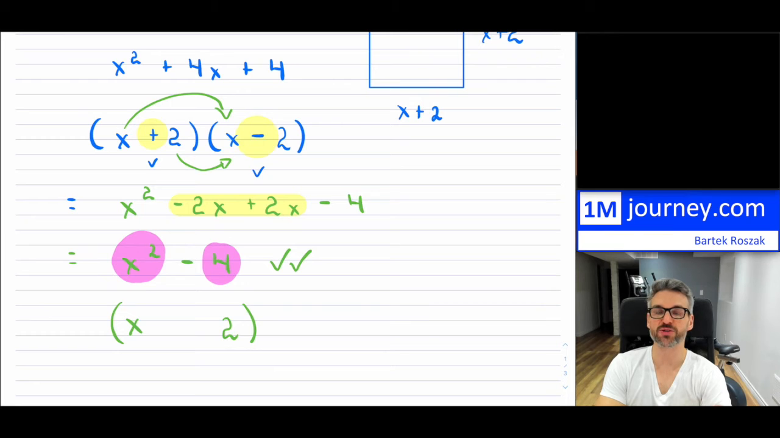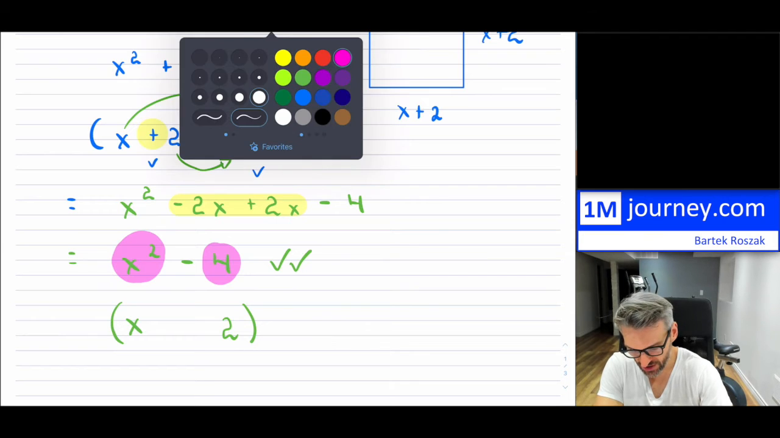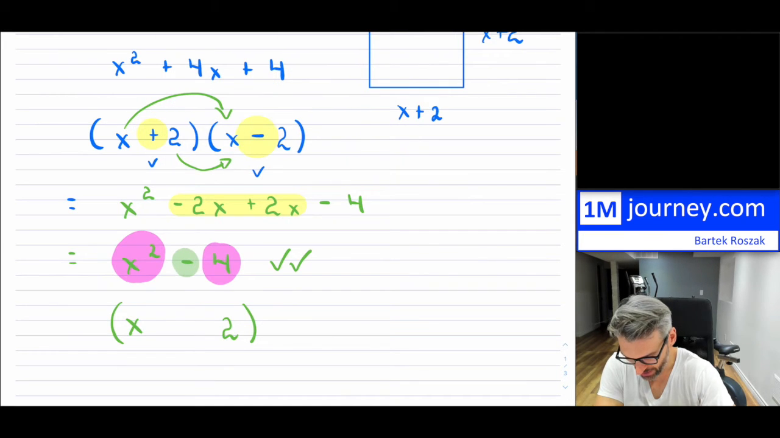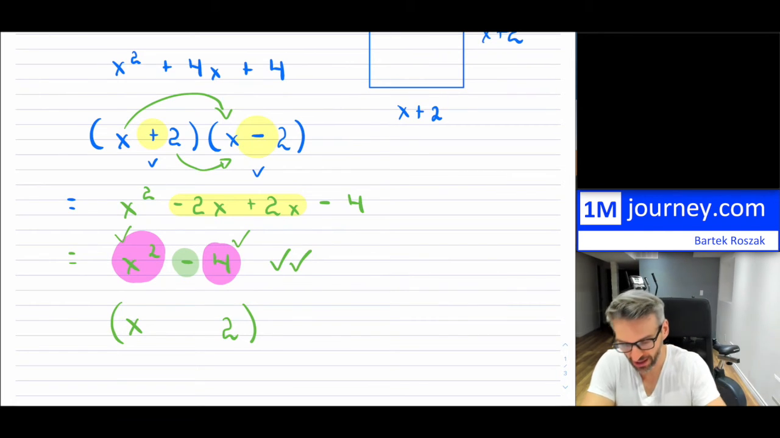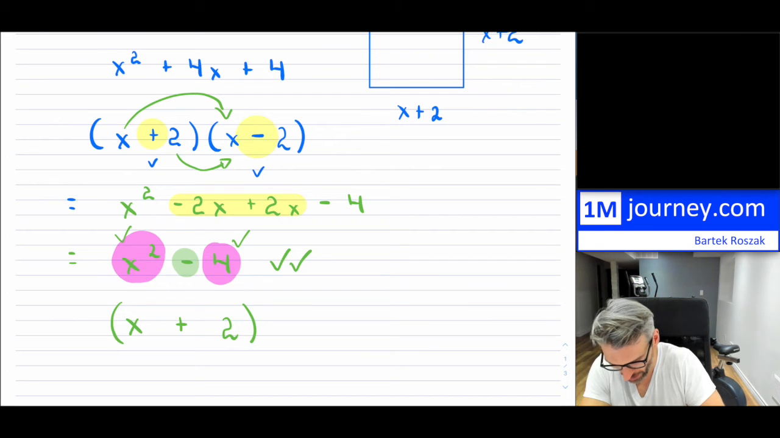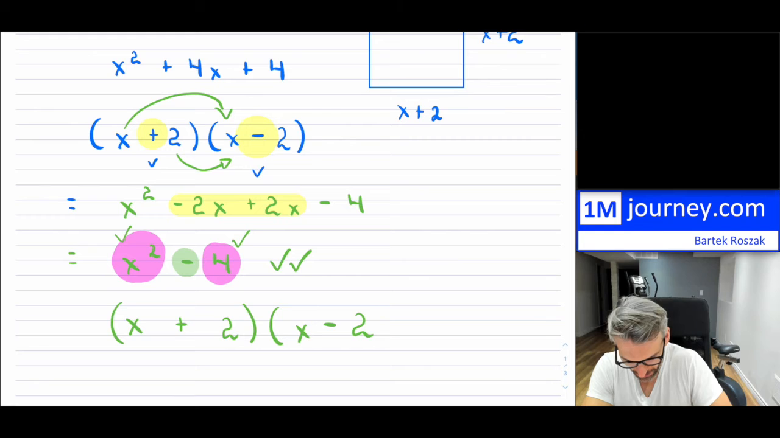Now, because there is no middle term, as long as the sign in the middle is a negative, and both of these can have the square root taken, then you have a difference of squares, which means that one of the factors is going to be plus, and the other one is going to be minus.